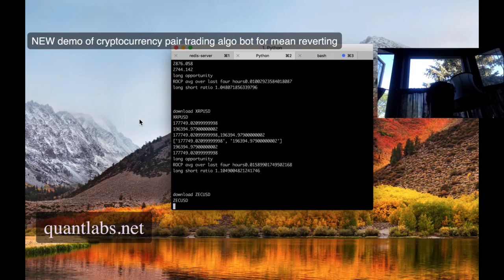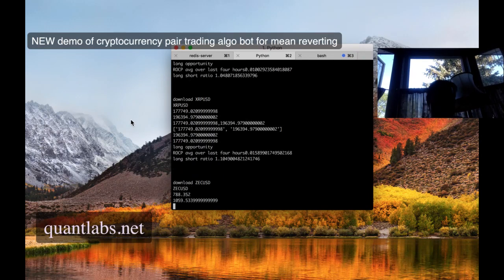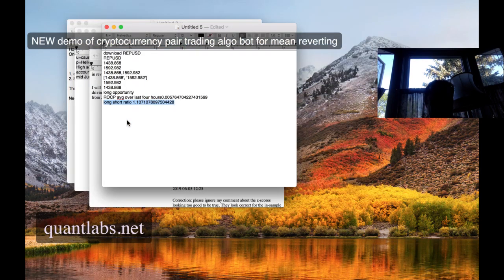So they're all liquid that are found on Kraken. And I've dropped a lot of smaller ones that are kind of useless and give a lot of false data. So I just want you to understand that.